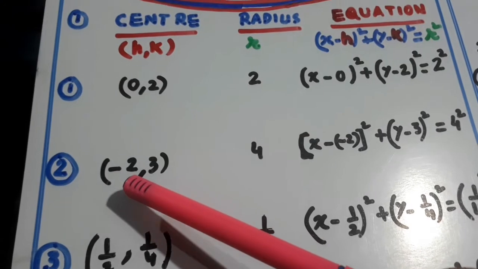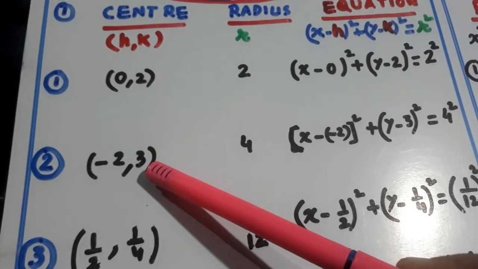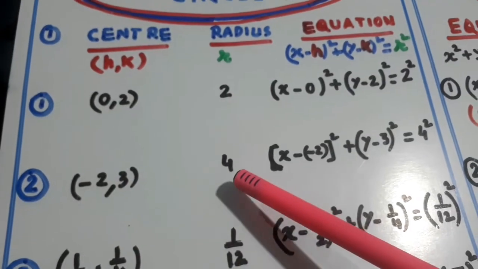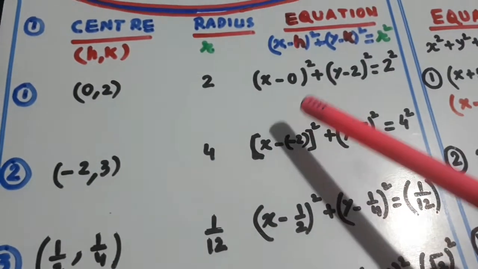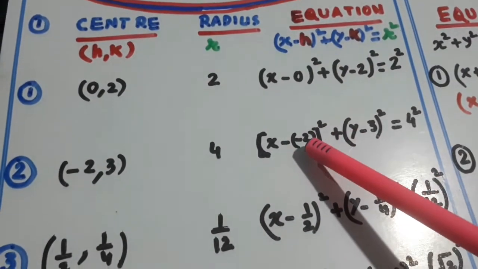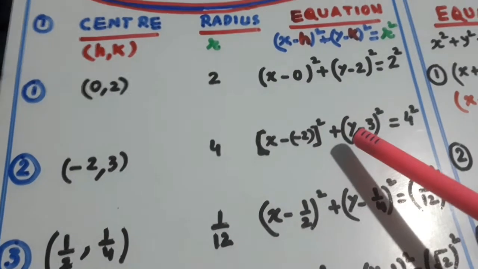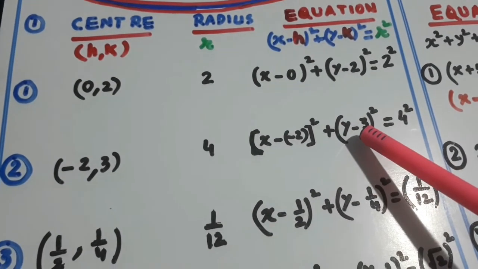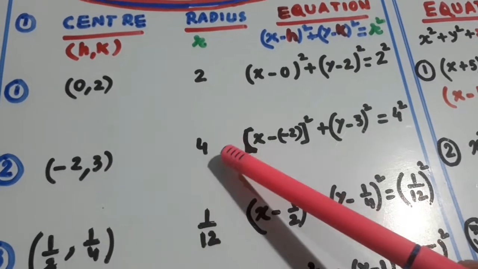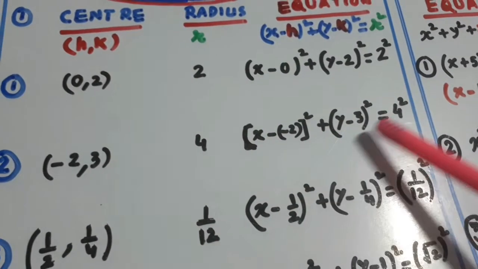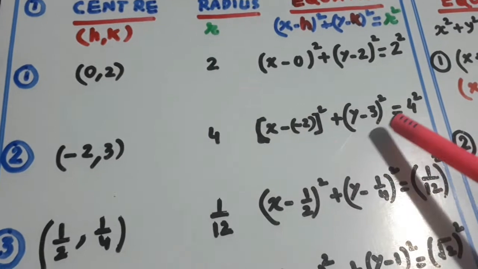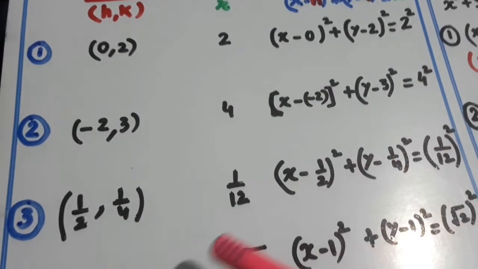Now here the center is (minus 2, 3) and radius is 4. So (x minus h) square, h is minus 2. So (x minus minus 2) square plus (y minus 3) square is equal to 4 square. Question is done. Simply solve this and answer will be there.